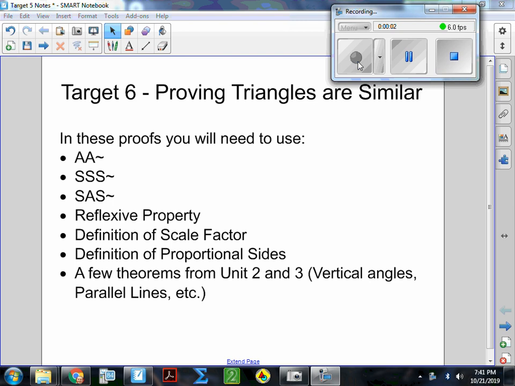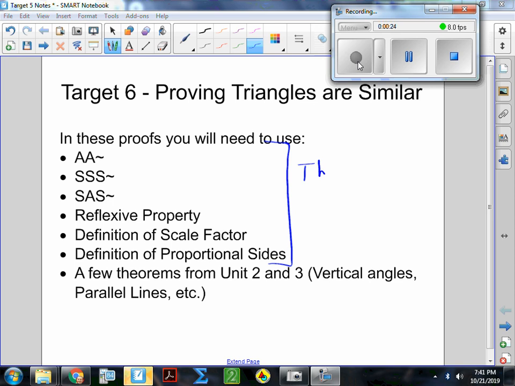Okay, this is Unit 5, Target 6, proving triangles are similar. This slide says that in these proofs you're going to use your different similarity theorems: angle, angle, side, side, side, side, angle, side. You also use the reflexive property, a couple definitions, scale factor, proportional sides, and then a few theorems from Unit 2 and Unit 3. All of these theorems are on your theorem sheet, so you can reference them as you go.